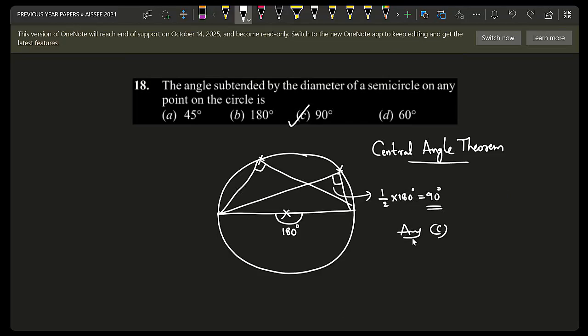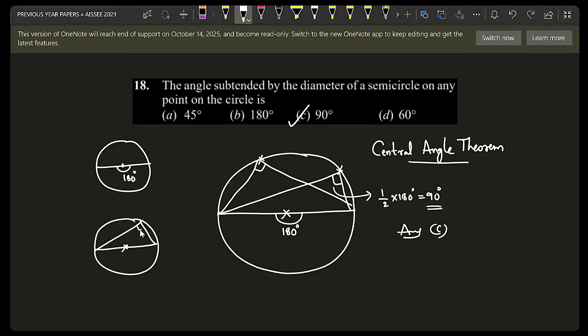So there is one difference you should remember: angle of the semicircle and angle in the semicircle. So let us say this semicircle and let us say this semicircle. Angle of the semicircle is 180 degrees. Angle in the semicircle is 90 degrees. That is the difference you should remember. They are asking in this question the angle in the semicircle. Okay. So the answer is 90 degrees.